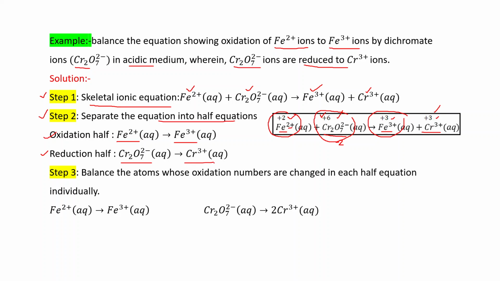Is that clear? Now step 3, balance the atoms whose oxidation numbers are changed in each half equation individually. In the oxidation half equation, the number of atoms is already balanced, one Fe on the reactant side and one Fe on the product side. But in the reduction half equation, there are two chromium atoms on the reactant side, but on the product side there is only one chromium atom. To make two chromium atoms on the product side, we will put here 2. So this equation is Cr2O7 2- converting into 2Cr3+.